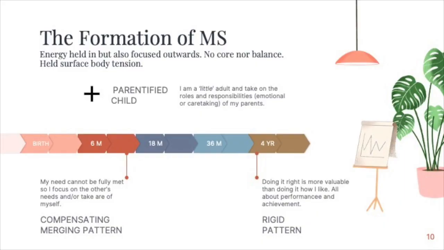So when we think about the formation of MS, we think about there's an energy that's held in. It's like, I can't think about what do I want? I have to hold my stuff in, and also focus out there. I need to read you. I need to be sensitive to what your needs are. And thus, there isn't a strong core, and there isn't a balance. And there's a lot of tension. So it's kind of a mix between the merging pattern, I'm here to meet your needs, or to be very independent, focus on you; the rigid pattern, I'm focused on doing it right, I'm focusing on success; and the parentified pattern, I am a little adult.